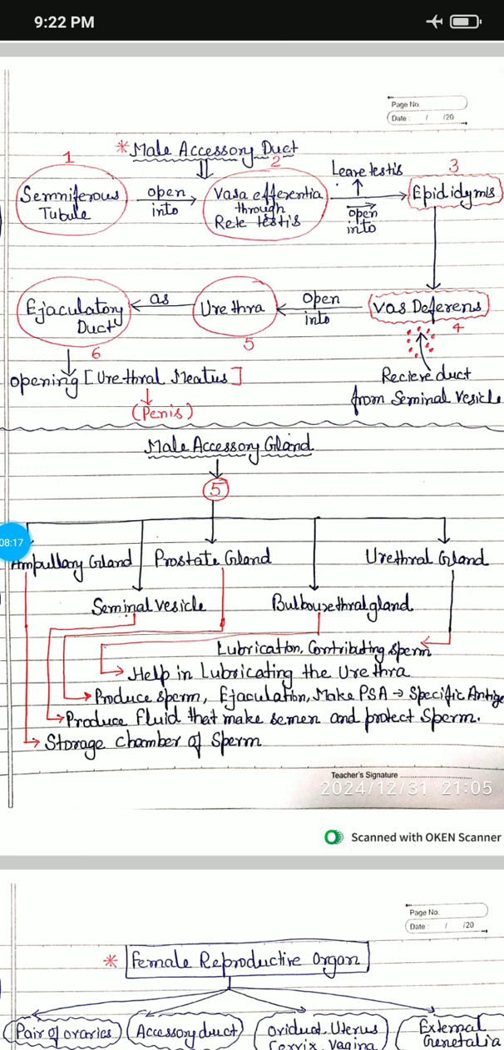What are the male accessory glands? How is the male accessory duct helpful for transferring the sperm? Many questions. I have already written the questions. I will tell you further on.